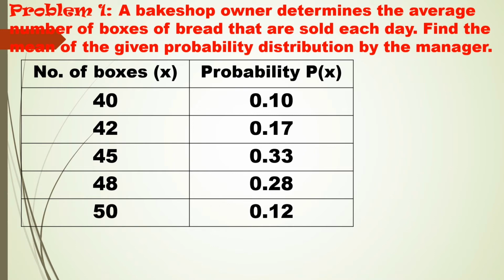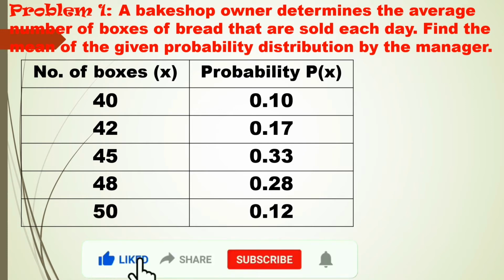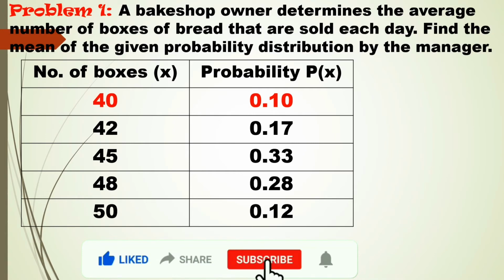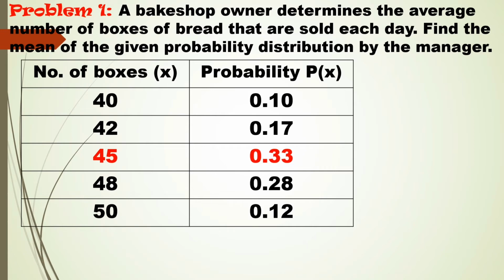A bake shop owner determines the average number of boxes of bread that are sold each day. Find the mean of the given probability distribution by the manager. The number of boxes is 40, whose probability is 0.10. 42, whose probability is 0.17. 45, whose probability is 0.33. 48 is 0.28. And 50, whose probability is 0.12.